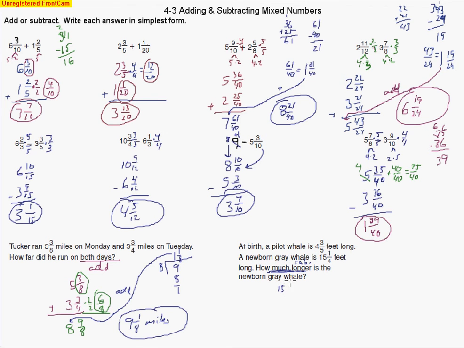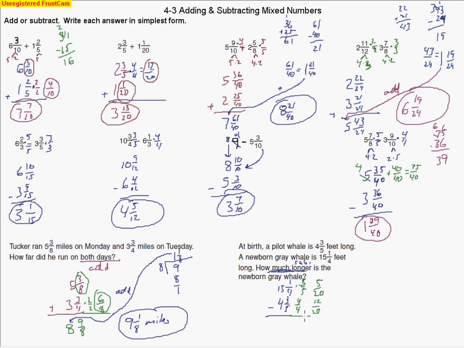So 15 1/4, we're going to take away the 4 3/5. So we come up with a common denominator. So I'm going to end up multiplying this 1/4 by 5 over 5. And this 3/5 I need to multiply by 4 over 4. So I end up with a 5 over 20. And here I get 12 over 20.